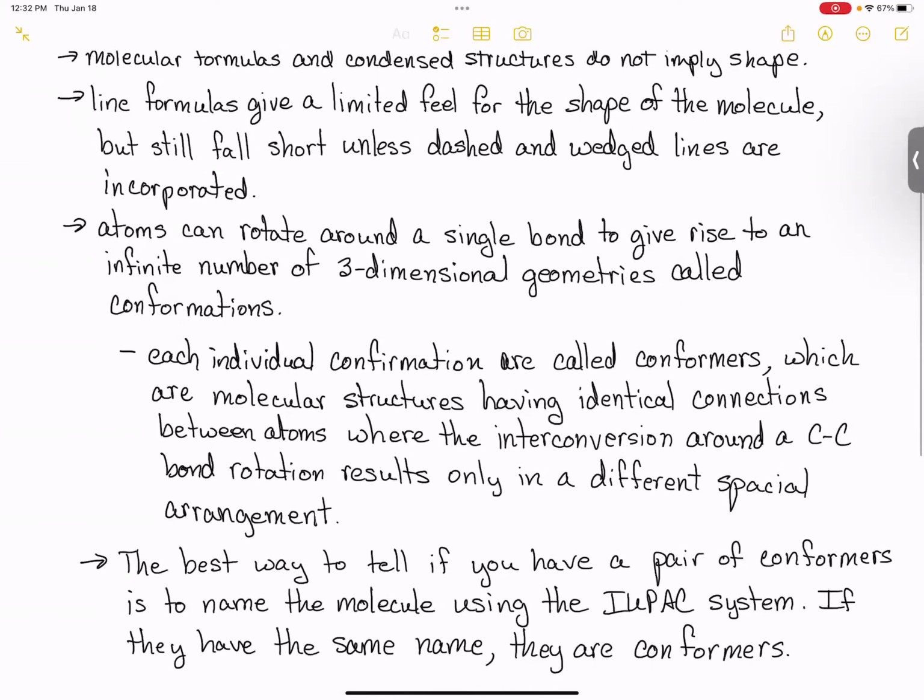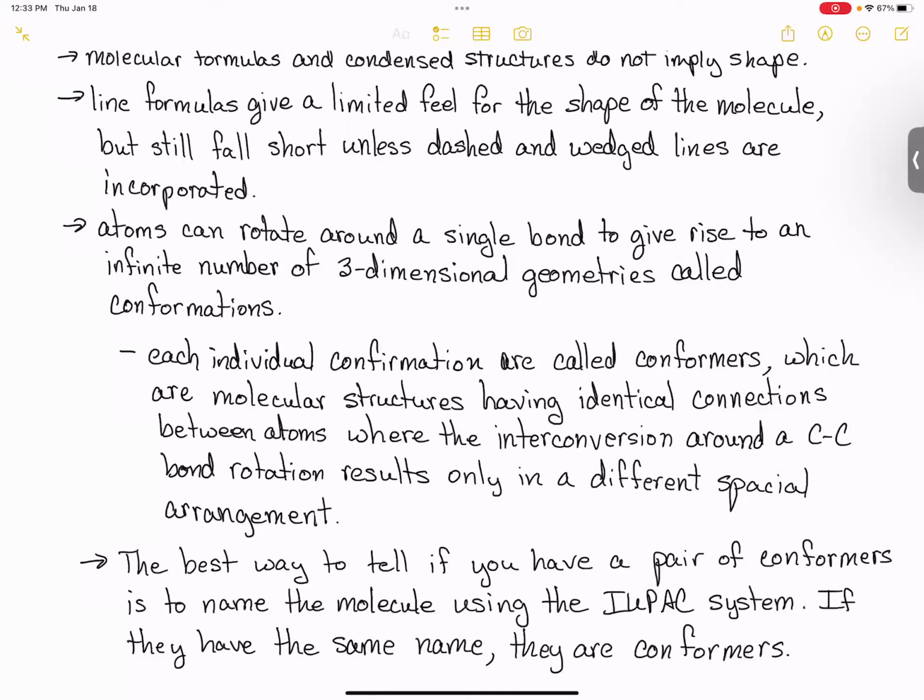Now, we're not going to spend a whole lot of time on conformers. They are important because we're going to find out that conformers play a particular role when it comes to physical and chemical properties, especially once we start getting into functional groups. But we're not going to spend a whole lot of time just going over a conformer, but I still want you to be able to recognize a conformer.